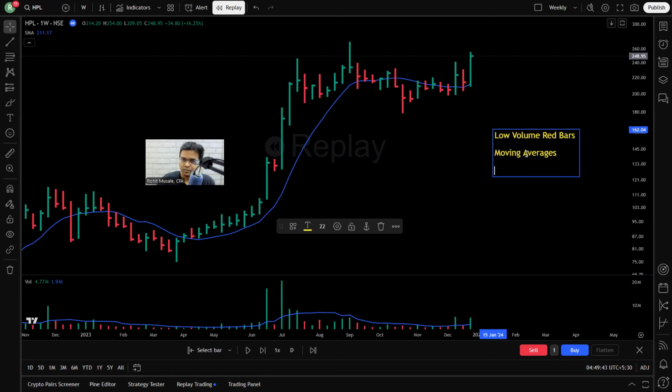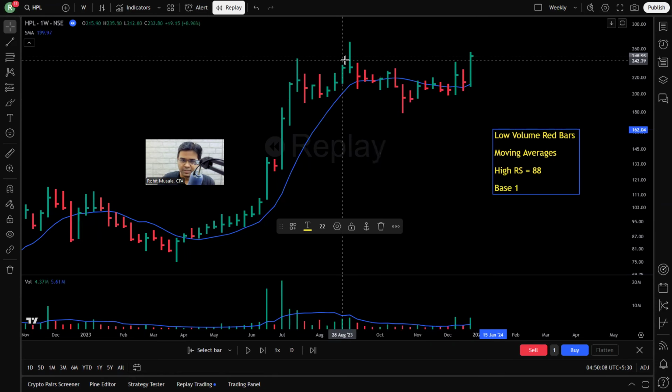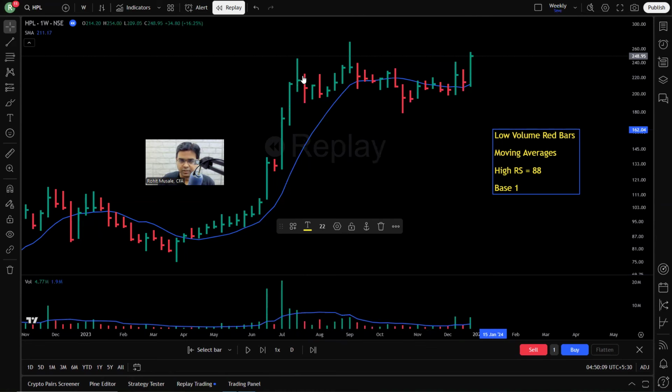Next, high relative strength stock. At that time, the relative strength of the stock was 88. So RS, so we'll write high RS, which was 88 at that time. This base, this is a cup, okay? This base was base number one. So there is a base reset here. Can you see the base reset happening here? You see this bar, after this bar, there are three consecutive bars that have come below the high of this bar. The entire bar is below the high of this bar.